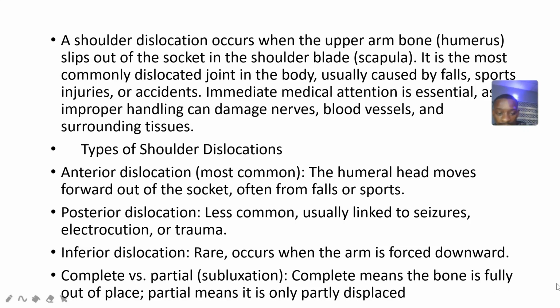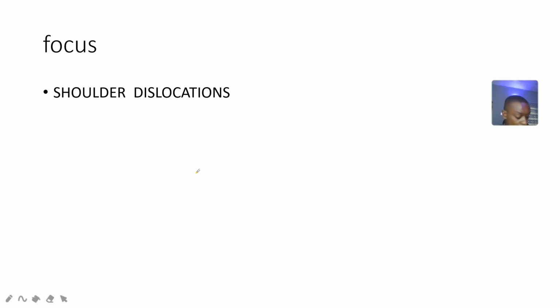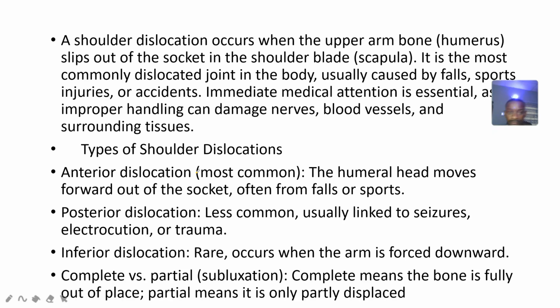We'll look at some dislocations, and this dislocation is basically the dislocation around the shoulder. We are generally trying to look at all the dislocations in the upper limb. Okay, all the dislocations in the upper limb. So, we're looking at that of the shoulder.